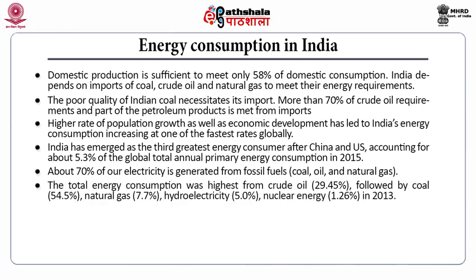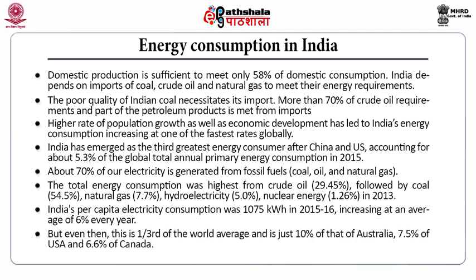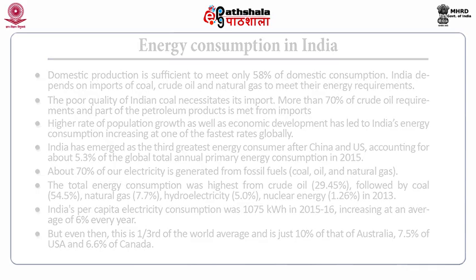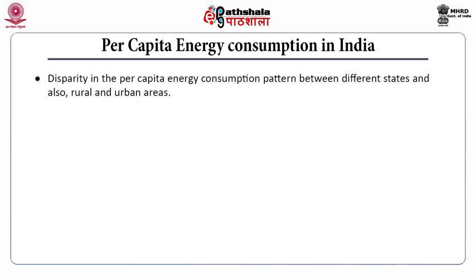The total energy consumption was highest from coal with 54.5%, crude oil 29.45%, natural gas 7.7%, hydroelectricity 5%, nuclear energy 1.26% as per 2013 data. India's per capita electricity consumption was 1,075 kWh in 2015-16, increasing at an average of 6% every year. But this is one-third of the world average and is just 10% of that of Australia, 7.5% of USA, 6.6% of Canada. There is a disparity in the per capita energy consumption pattern between different states and between the rural and urban areas.